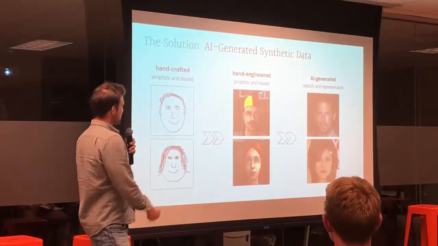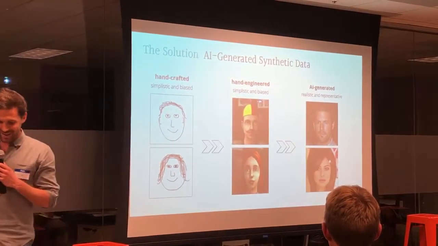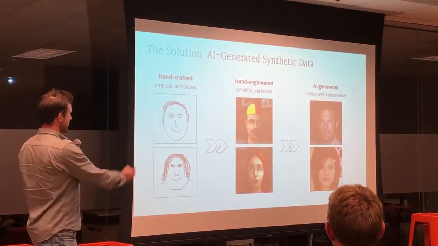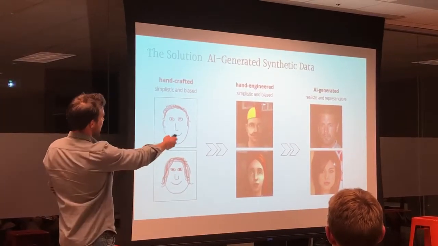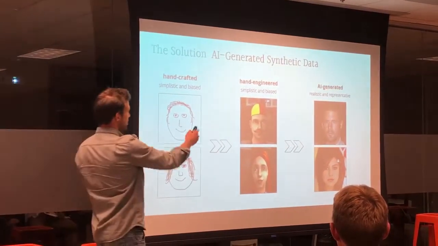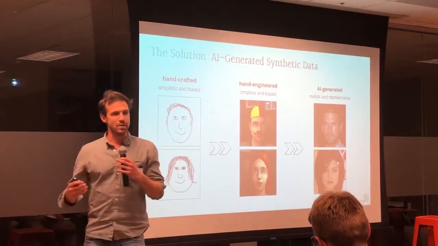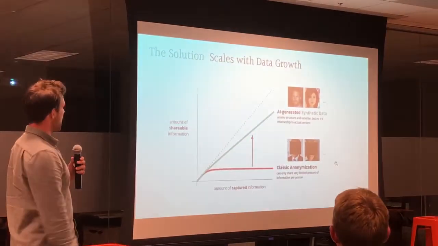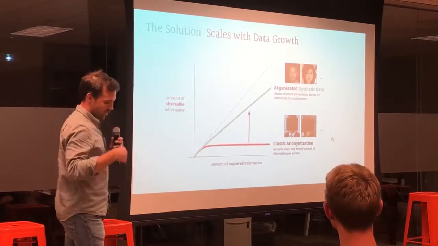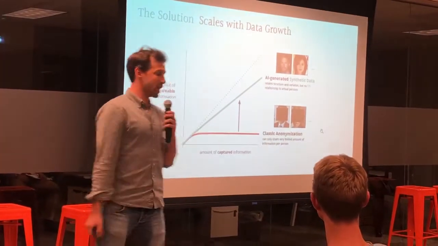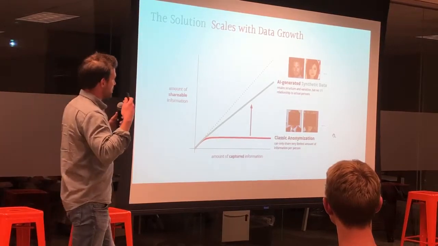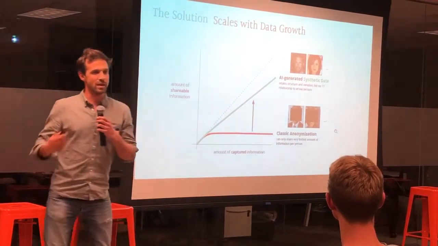So, a short story of the evolution of synthetic data. You can start off with handcrafted synthetic data that's very simplistic and biased. Then you have hand-engineered data, still somewhat simplistic and biased. But with AI-generated data, you really get realistic and representative data. This in turn means that we get a much better curve with respect to the information that we can retain. And this is why we believe this is the only right way to anonymize high-dimensional data.